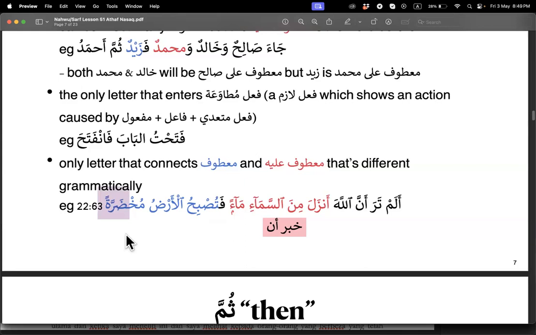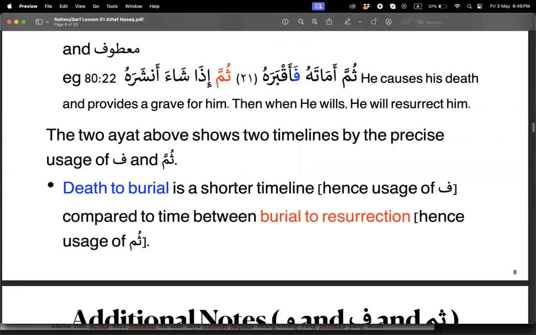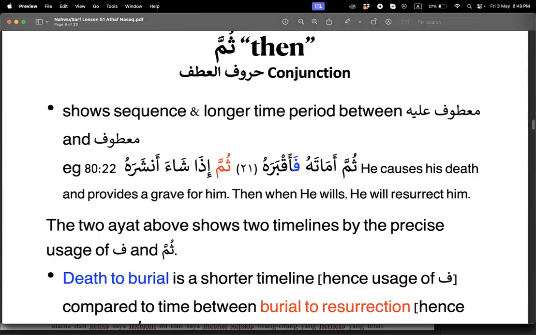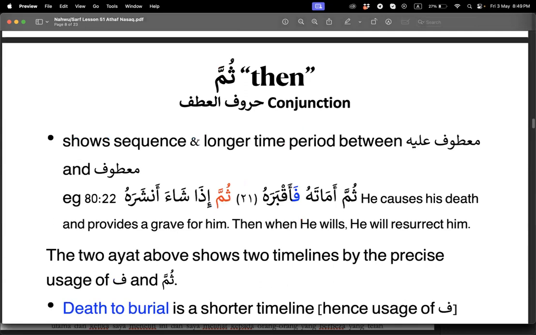Yes? Okay, mukhdarrah, green, right? So after Allah sent down the rain, basically, then the earth becomes green. Okay? Inshallah. Wait, let me see if Thumma is long. Okay, Thumma is one only. Okay, we do this last one. Thumma shows sequence and it's longer than fa.